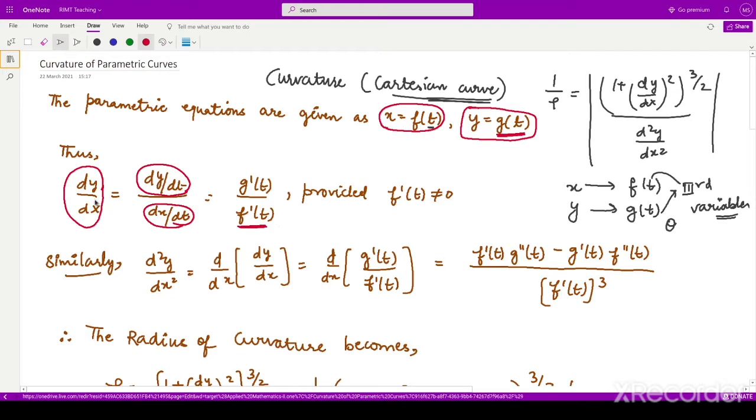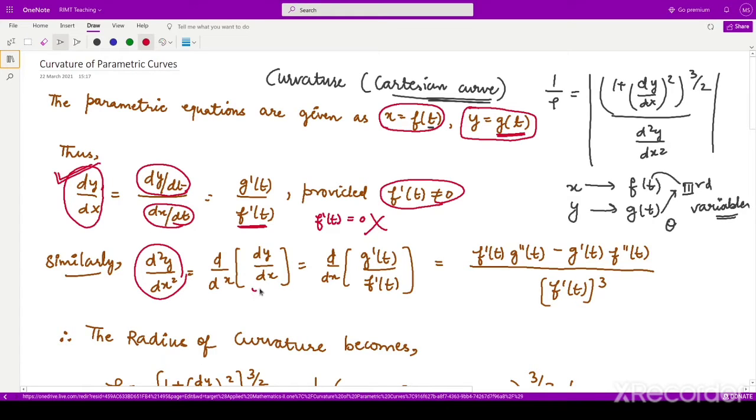This derivative exists provided it is not infinity. At which points will it be infinity? Whenever your f dash of t is equal to 0. So we do not want this point. That means it should not be equal to 0 at any point. This is the condition. Similarly, the second derivative is calculated by differentiating this first derivative.